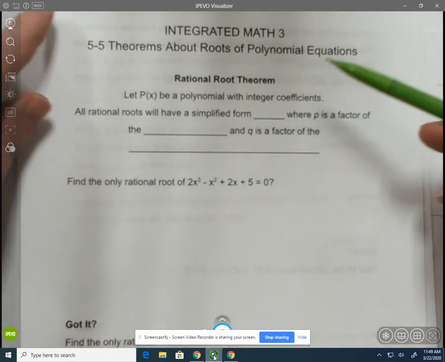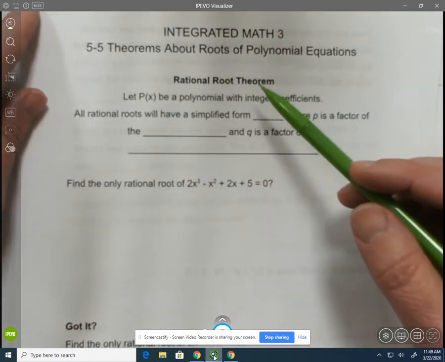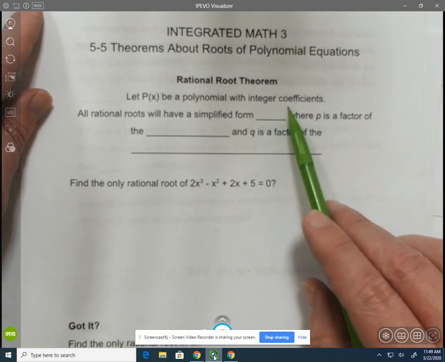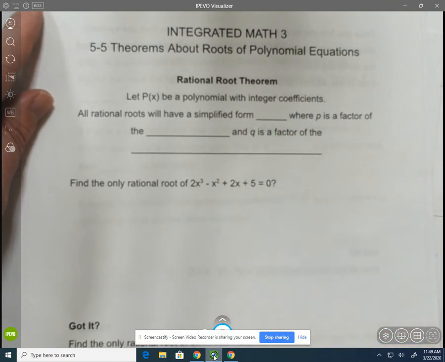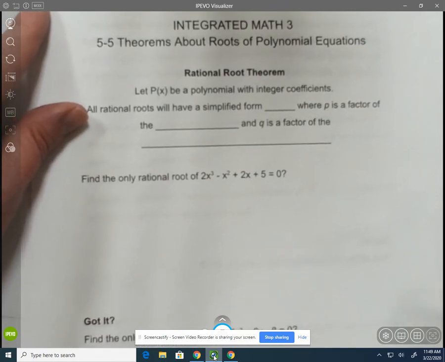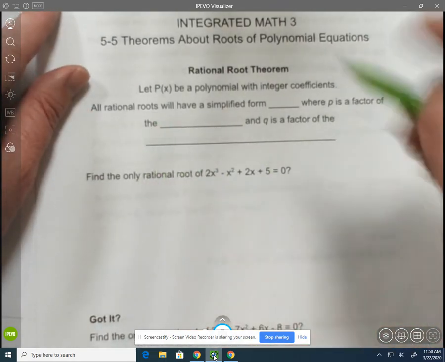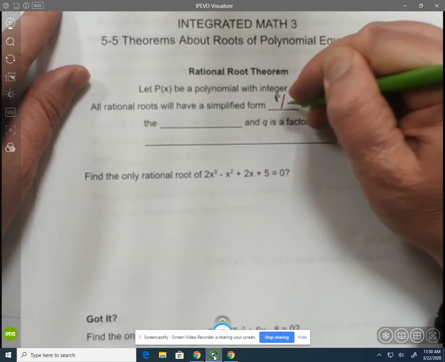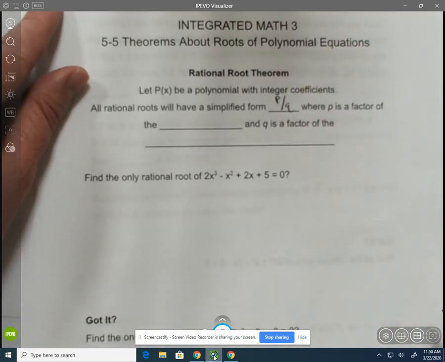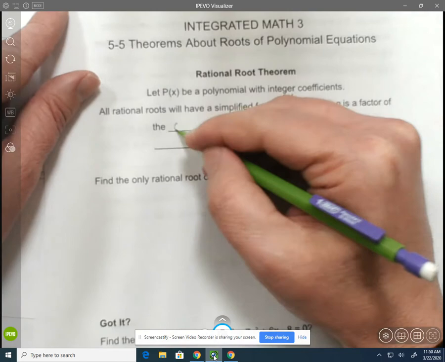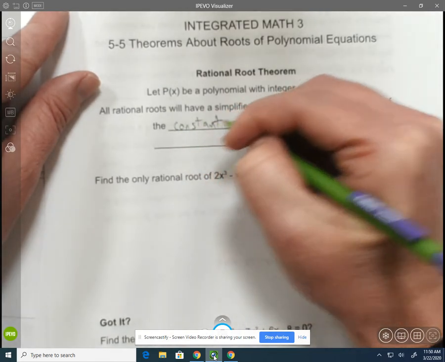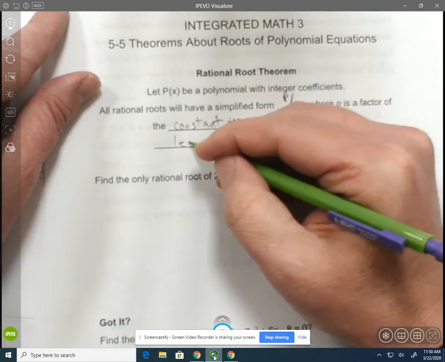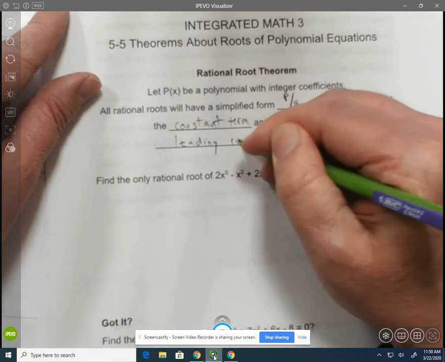So here's really the only theorem we're looking at today: if I've got a polynomial, and it has integer coefficients, so no fractions, no decimals, the numbers in front of all those x's are just integers. Now they could be positive or negative. The rational roots of that polynomial, the answers to that polynomial, will all have this form: p over q, where p is a factor of the constant term, and q is a factor of the leading coefficient.